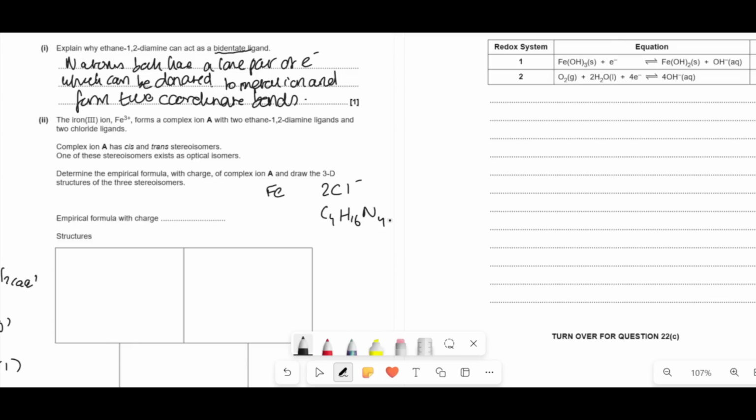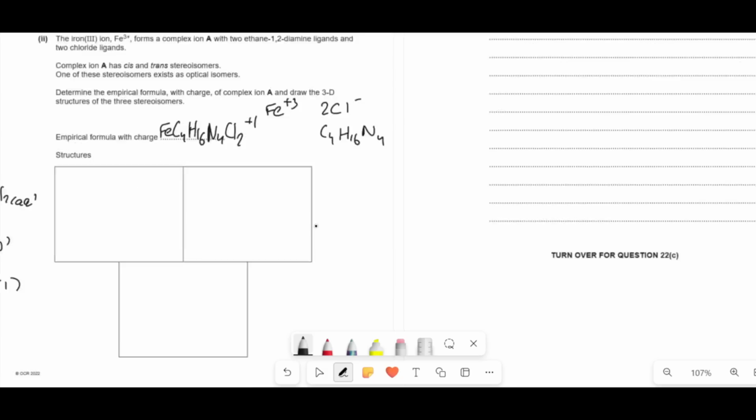So then its empirical formula, we can't simplify that any further, is going to be FeC4H16N4Cl2, and the charge is going to be +1, because this is a +3, -2 there. It's asking for empirical formula. It's not asking for any complex ions or anything like that. So now when you have optical isomerism, it's where you've got non-superimposable mirror images.